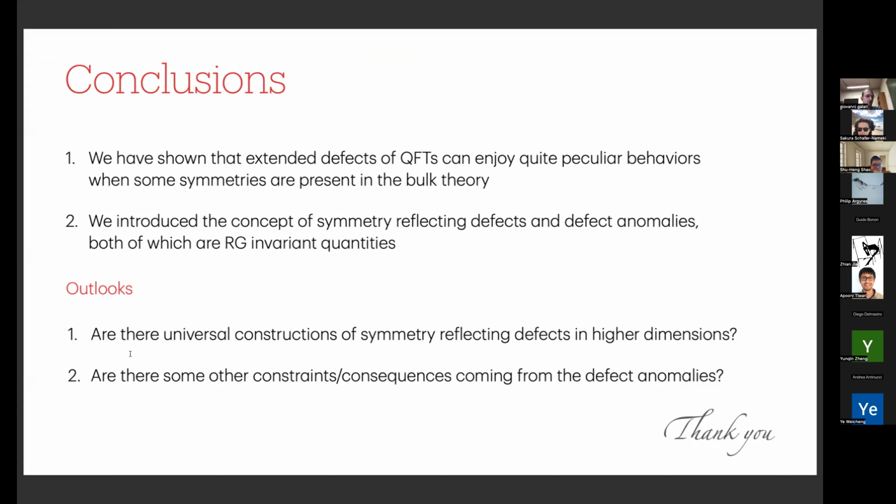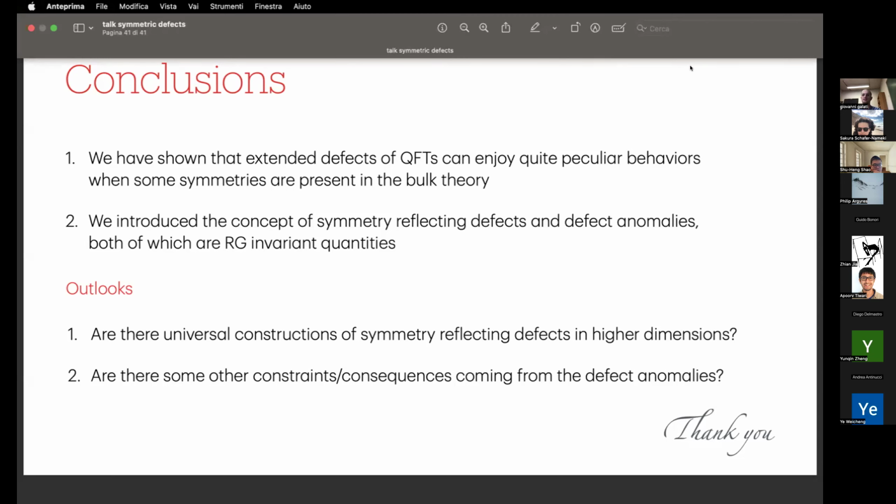And of course, there are a lot of questions that I can make. These are two that I'm interested about: if one can find some universal construction of symmetry reflecting defects in higher dimensions, and also if there are more constrained consequences that one can make from defect anomalies if we look for some particular kind of anomalies. So with this, I end and thank you for your attention.